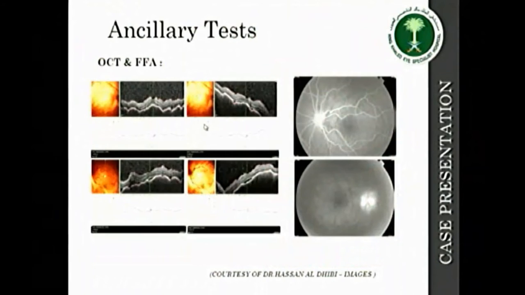This is the OCT and FFA. In the OCT, we can notice a choroidal fold and subretinal fluid affecting both eyes. And this is the FFA. We can also notice a hypofluorescent line arising from the optic nerve, in a diffuse pattern.